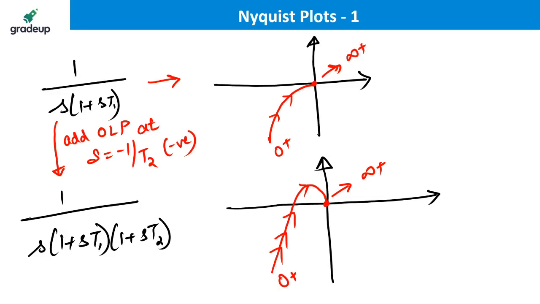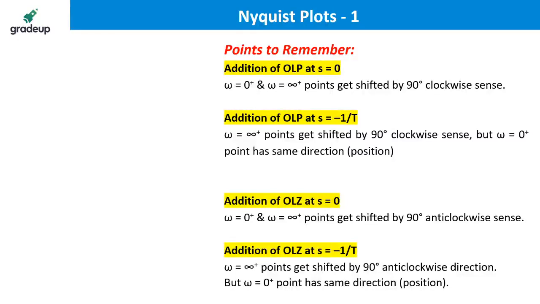Last time we saw the effect of adding a pole at origin. So both 0 plus and infinity plus were rotated. This is already seen. I'm repeating that slide again. Just copied that slide again. This is done. Now we are focusing on this one.